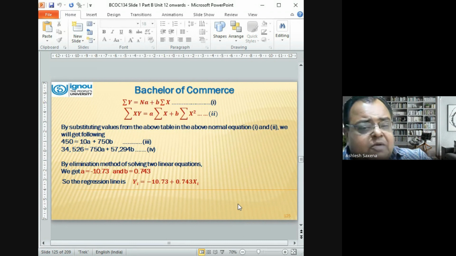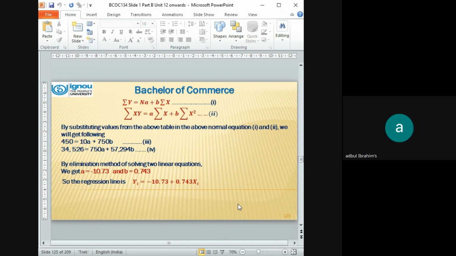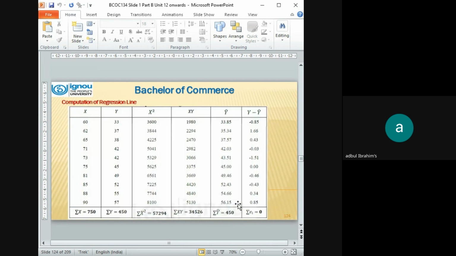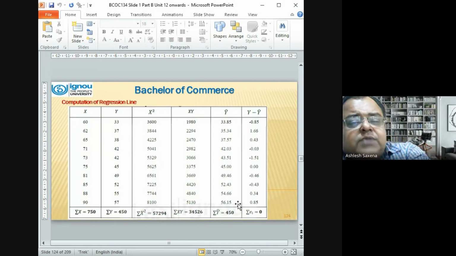Is that clear now? Yes, sir. It is clear. You can go ahead. Only four columns are required.